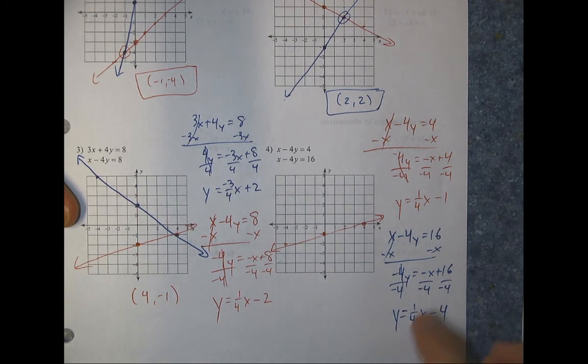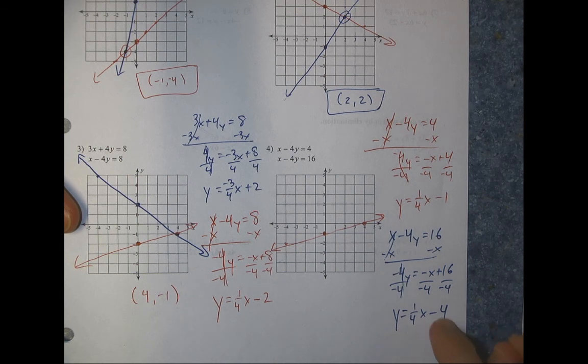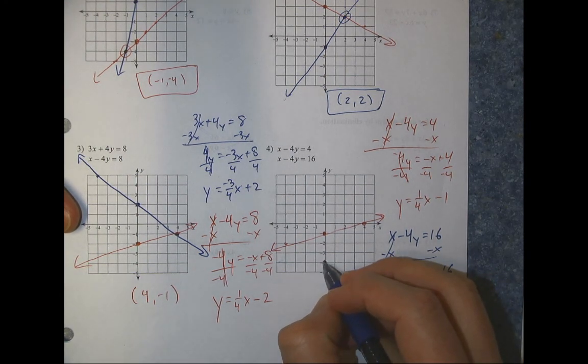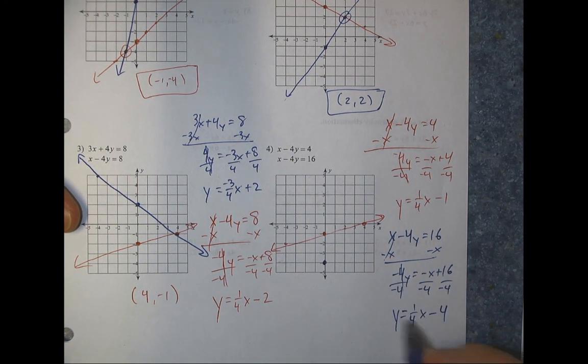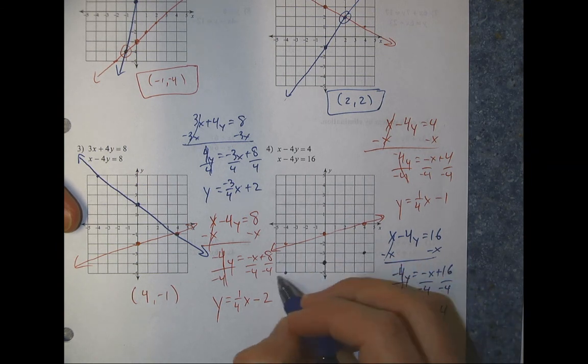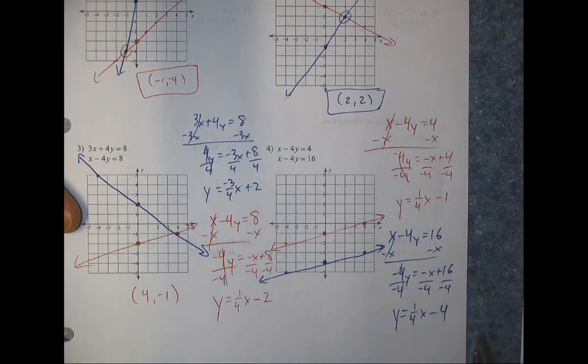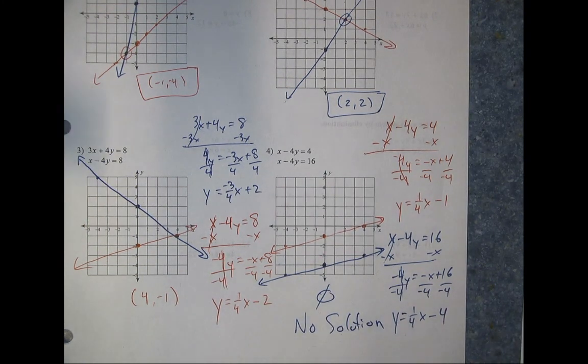Now right away, if you look, these have the same slope. Okay, that means they're going up at the same rate, which means unless they're sitting right on top of each other, they will be parallel and they're never going to cross. So this hits at -4, and it's going up 1 over 4, down 1, left 4. And so because they have the same slope, they are never going to cross, and so the answer here is no solution.